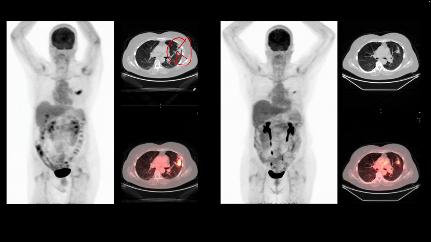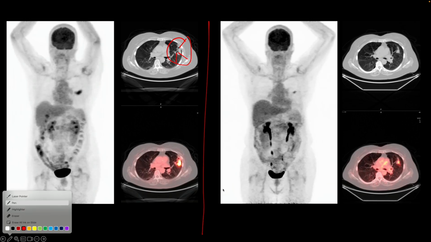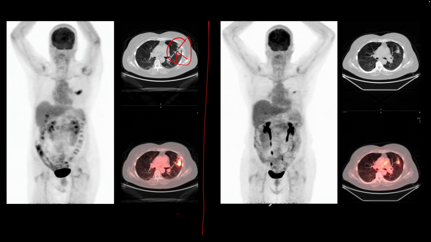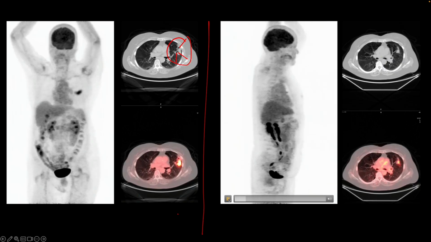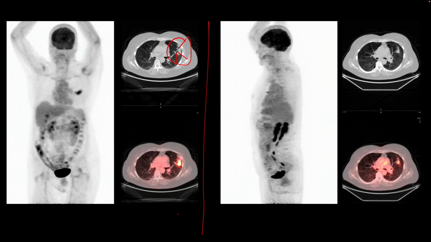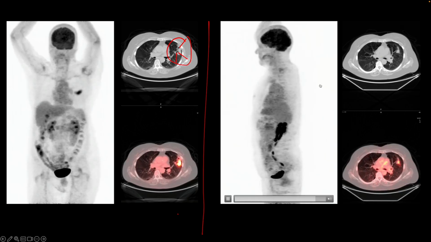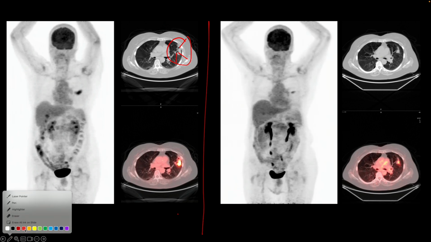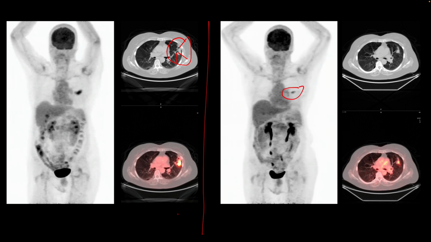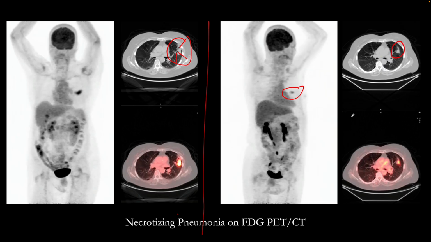And so this patient was treated with antibiotics and they came back for a follow-up FDG PET-CT a few weeks later. And these images on the right are from the follow-up whole body FDG PET-CT scan showing that the pneumonia has responded to treatment and the focus of hypermetabolism is smaller, and so is the consolidation. And so this is a great example of necrotizing pneumonia seen incidentally on FDG PET-CT and responding to antibiotic treatment.